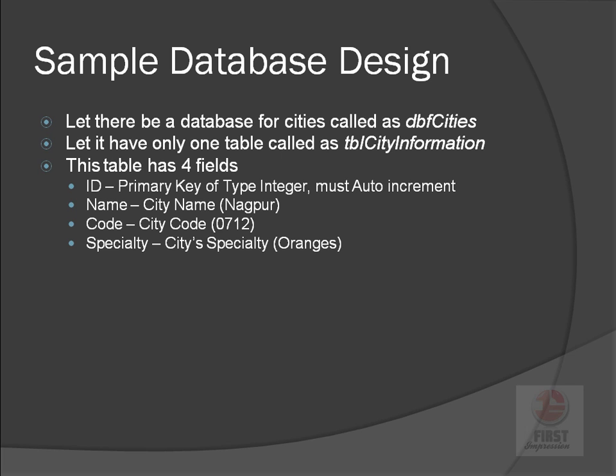The second is the name. For example, you'll have the city name like Nagpur, the code that is 0712, and specialty, say oranges.